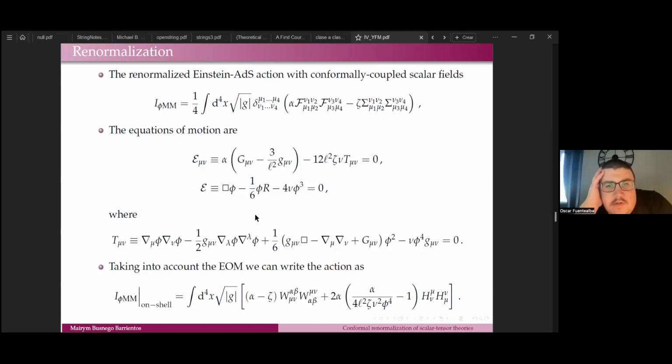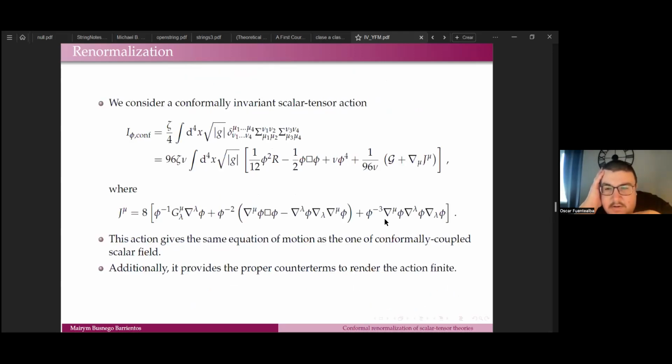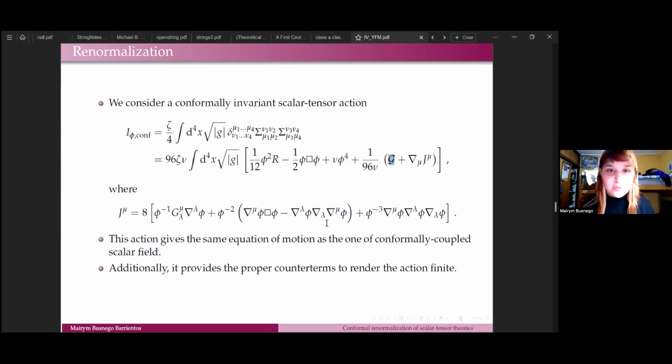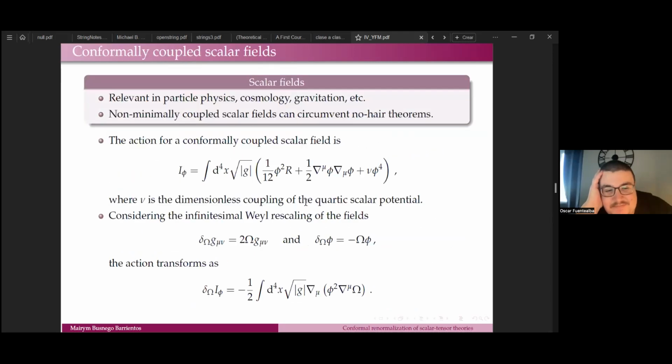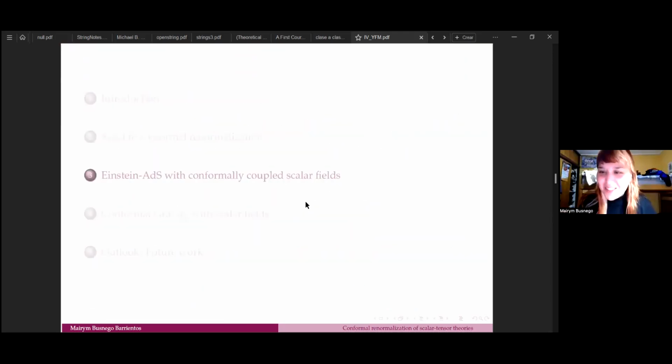Mairym? Can I ask you a question? Yes, sorry. You have to find G, right? That's the end of the computation. Sorry? You have to find G. I mean, in the previous slide, you wrote the action and you have the G there. Oh, G is the Gauss-Bonnet term. It's the Gauss-Bonnet term. Sorry. Perfect. Thank you. Yes. I don't think I should write that. Thanks, Oscar.